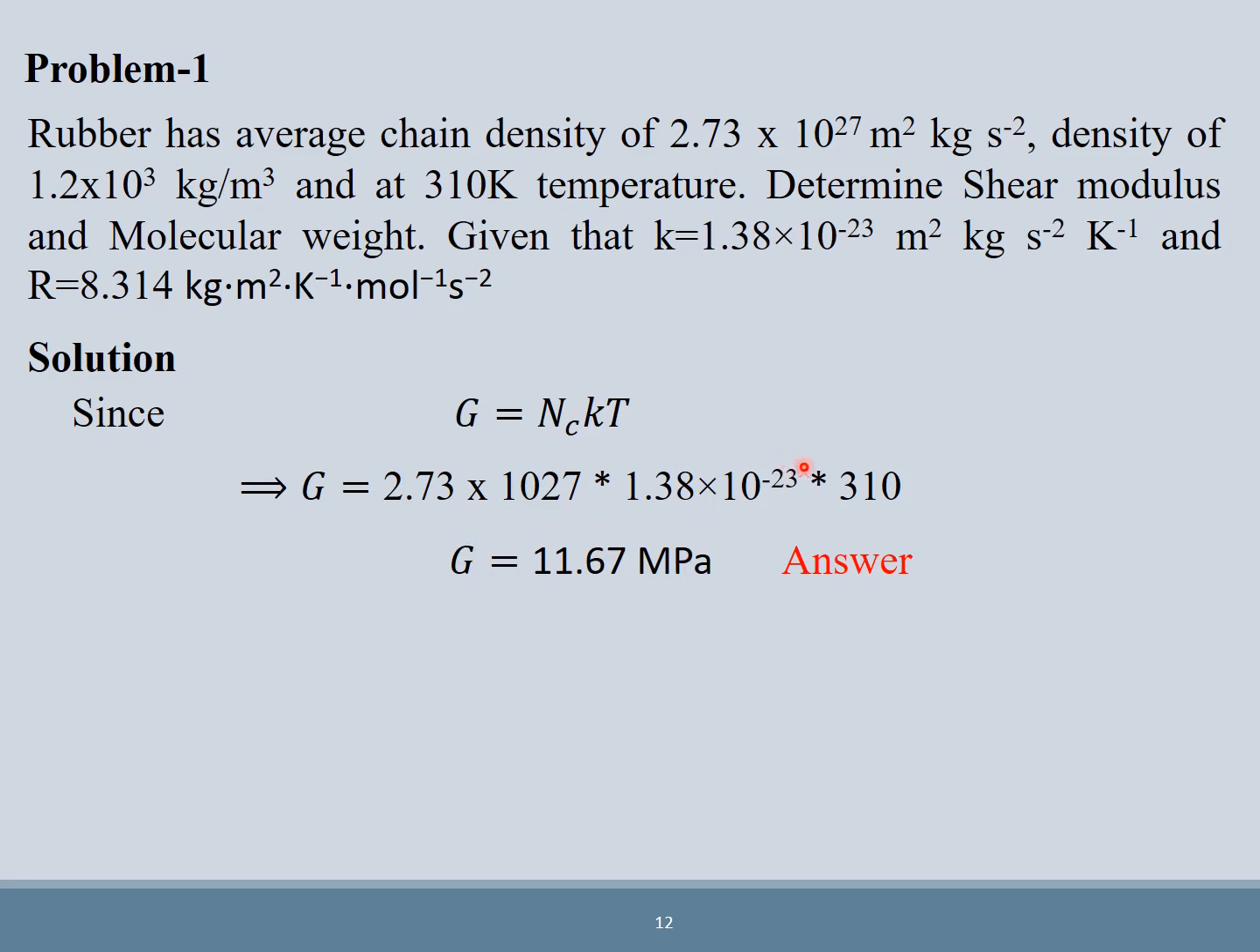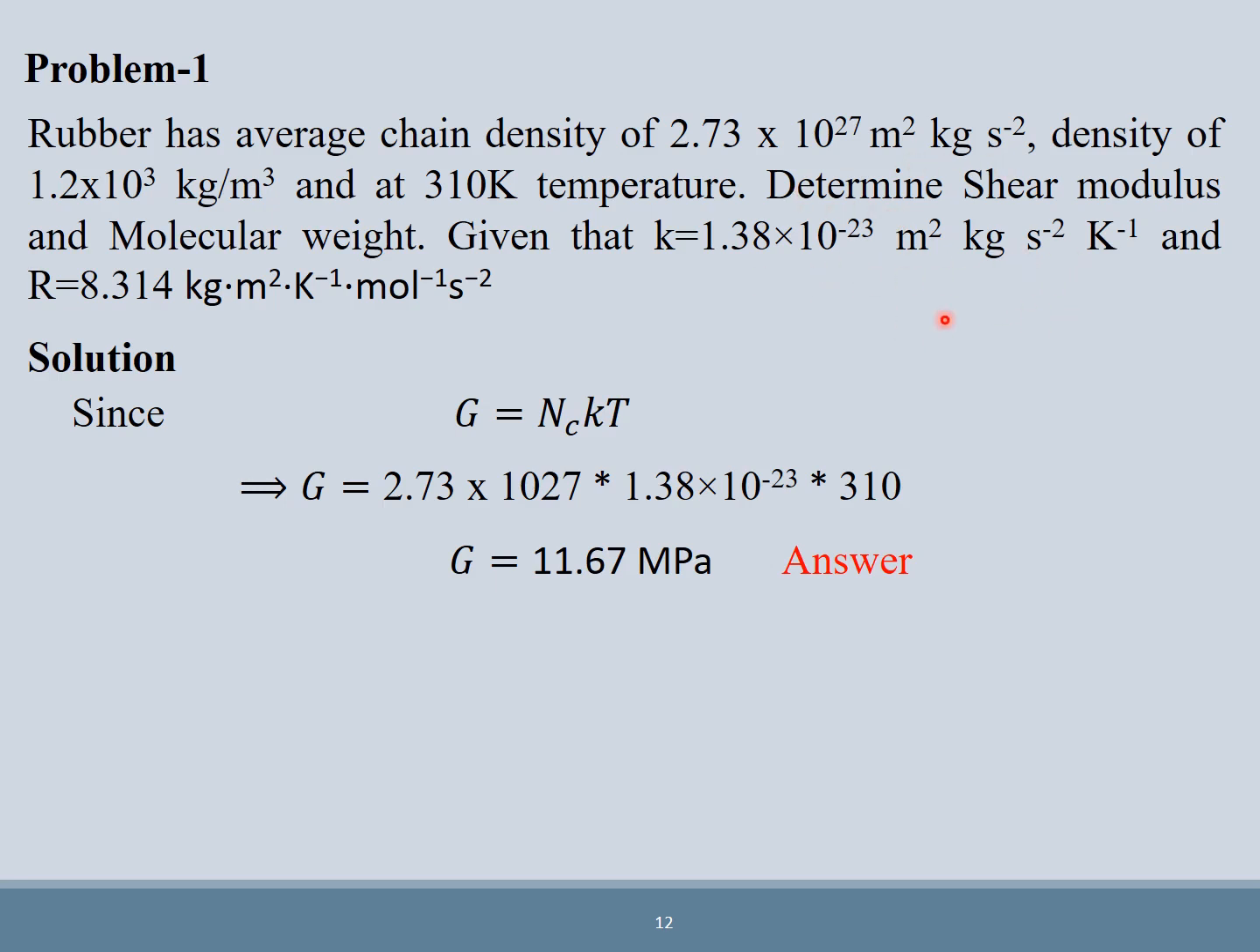Okay, so if the chain density unit is meter square kilogram per second square, and Boltzmann in this unit, we always get megapascal. And in the other problems also, the unit remains the same. Okay, we will not change the units.